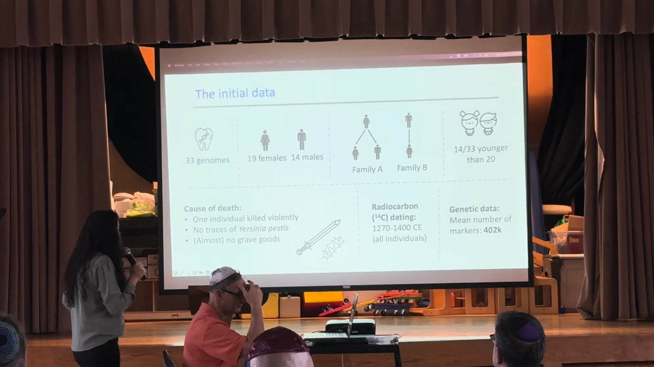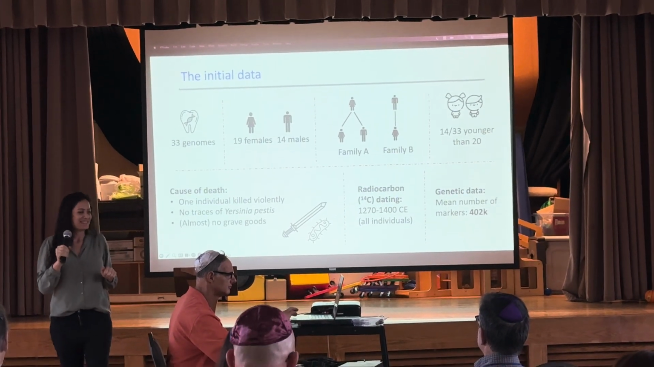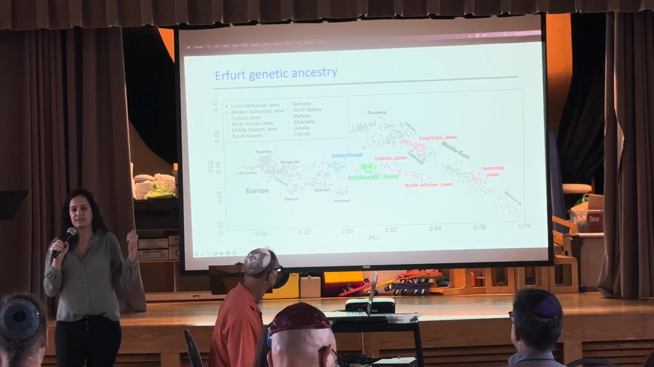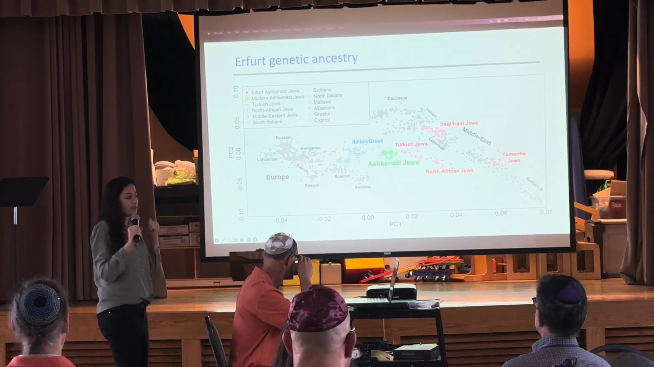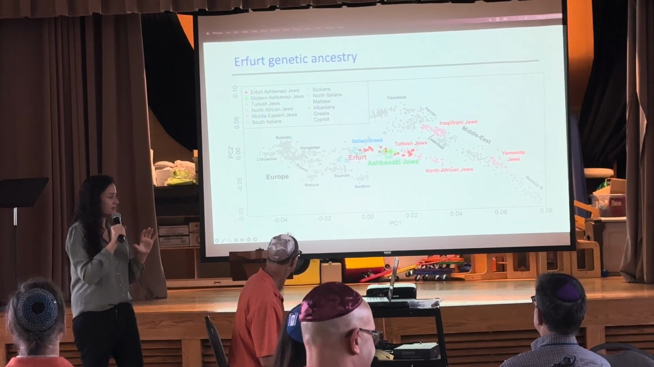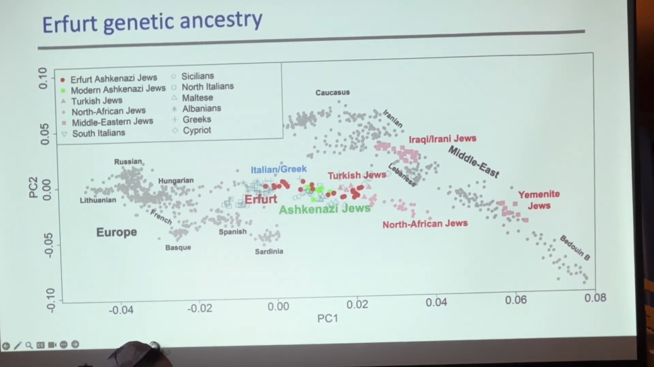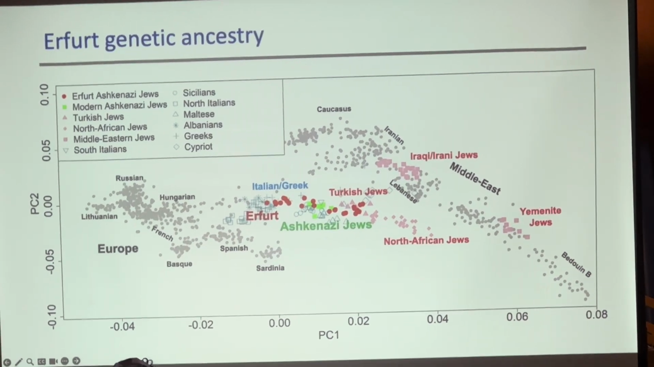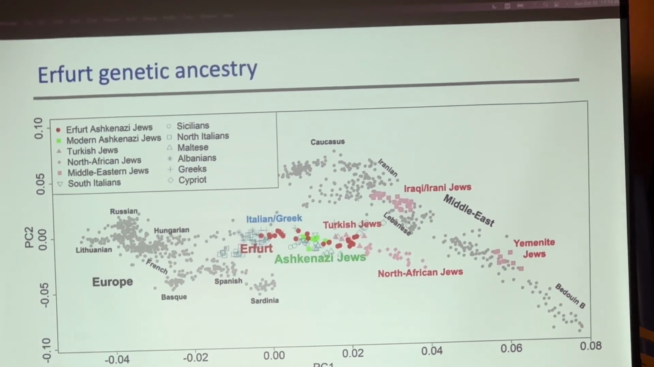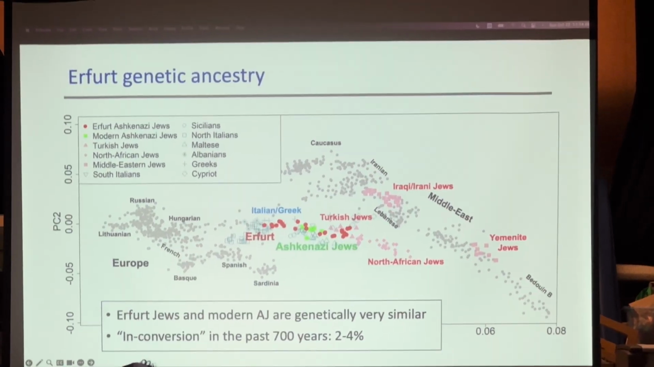Okay, so now we can talk about the results. This is the same PCA that I showed you a few slides ago, and now onto this PCA we projected the Erfurt samples. We wanted to see if they are similar to present-day Ashkenazi Jews or something else. You can see the samples here in red, and they cluster pretty nicely with the modern Ashkenazi Jews in green. So they are very similar genetically to modern Ashkenazi Jews.